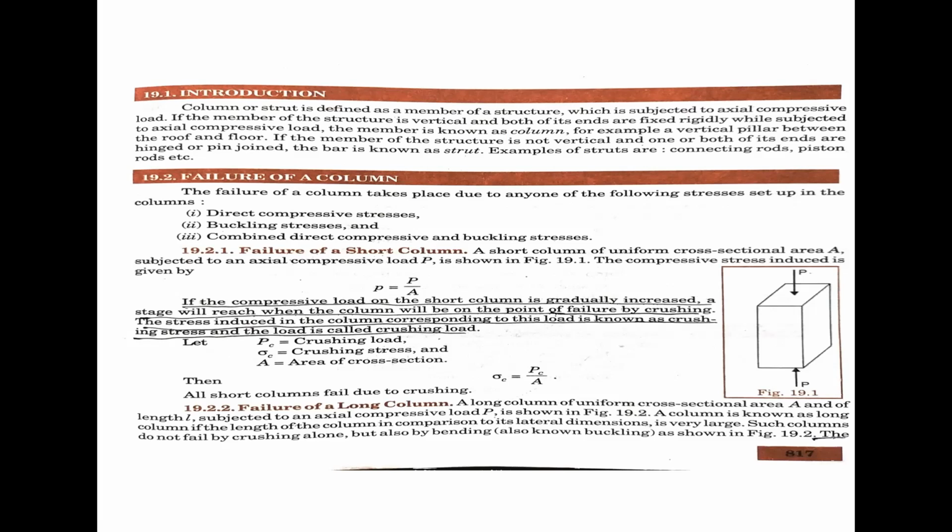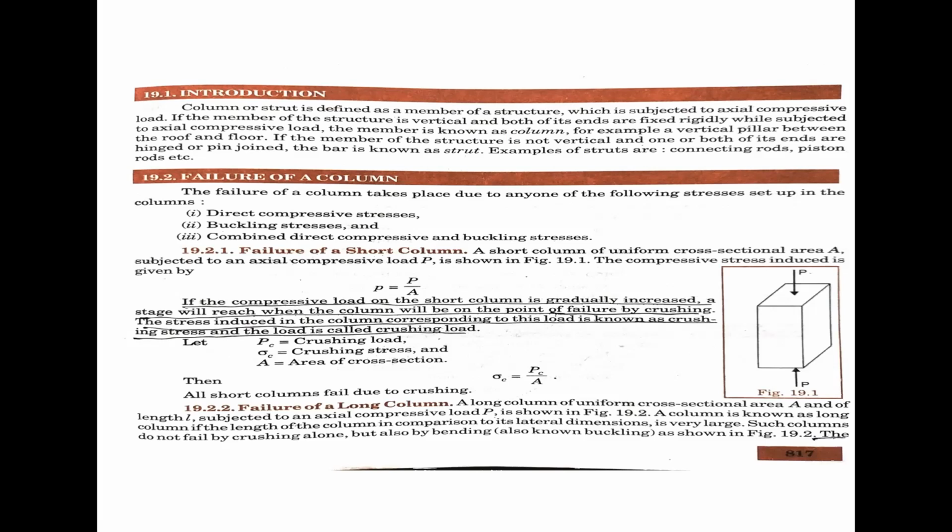For example, a vertical pillar between the roof and the floor. If the member of the structure is not vertical and one or both of its ends are hinged or pin jointed, the bar is known as a strut. Examples of struts: connecting rods, piston rods, etc. That is the difference between a column and a strut.